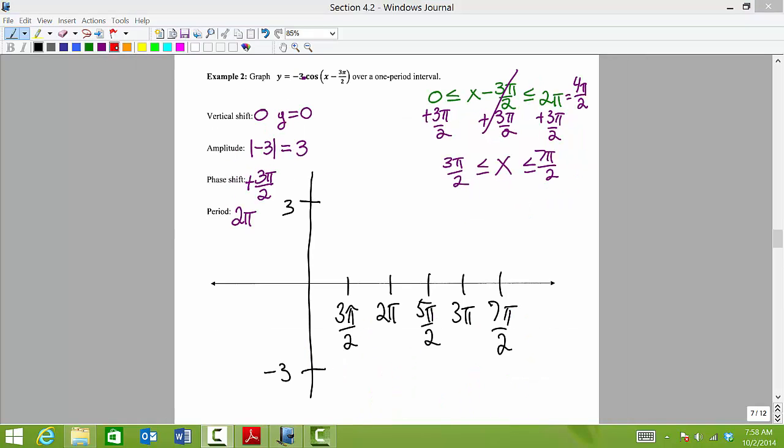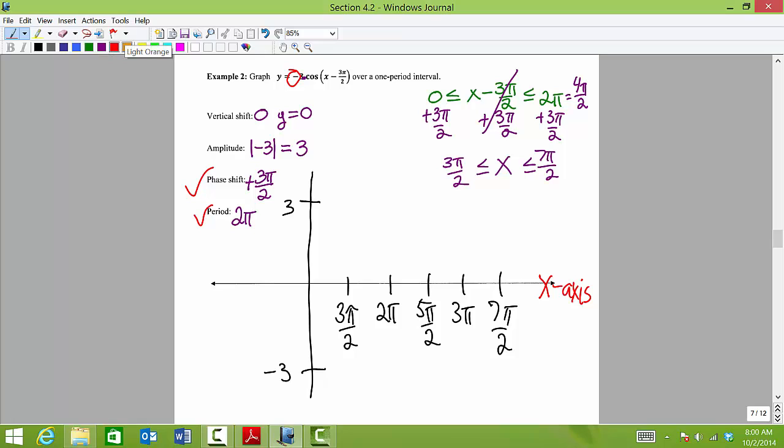Now we can graph our function. We've already taken care of the period, so we have a 2 pi interval from 3 pi over 2 to 7 pi over 2. We've already taken care of our phase shift. We've shifted to the right, and we're starting at 3 pi over 2. Now we need to put in our amplitude and use the vertical shift. Since the vertical shift is 0, the middle of our graph is at the x-axis.